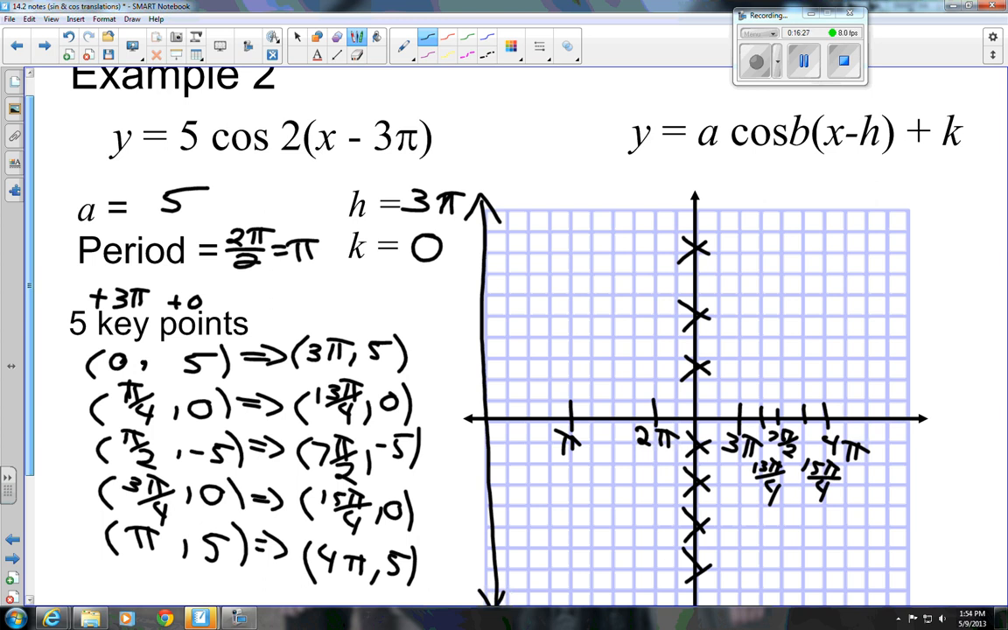Okay, so then I'm going to graph these. My midline is just going to be the x-axis because my k is equal to 0, so I don't have to worry about a new midline. So I'm going to have 3 pi, 5. So 1, 2, 3, 4, 5. I'm going to go down to negative 5. 3 pi, 5 is my first one. 13 pi over 4, 0. 7 pi over 2, negative 5. 15 pi over 4, 0. And 4 pi, 5, and you connect your dots.